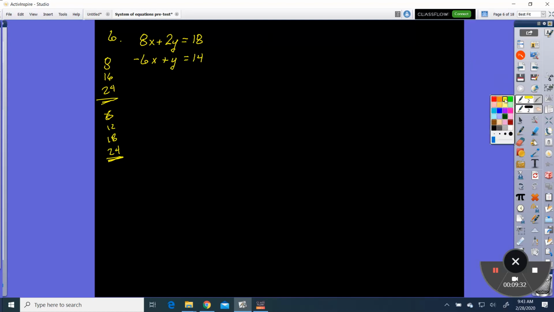Or I see that the y's, if I multiply this one by a negative 2, then that's a positive 2y on the top and a negative 2y on the bottom. So the top equation is just 8x plus 2y equals 18. The bottom one, after I multiply it by negative 2, is positive 12x minus 2y equals negative 28. Make sure I did the signs right. Negative times a negative, negative, negative. So those all match up.